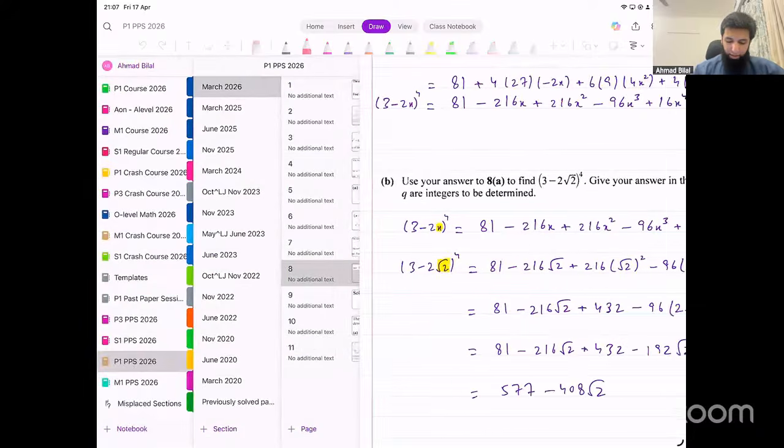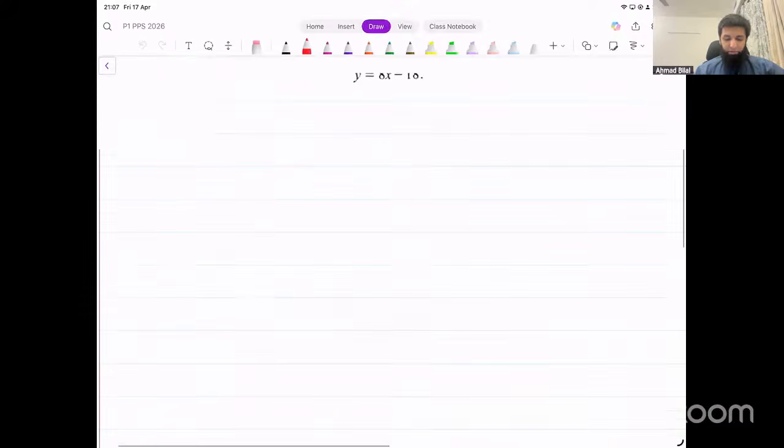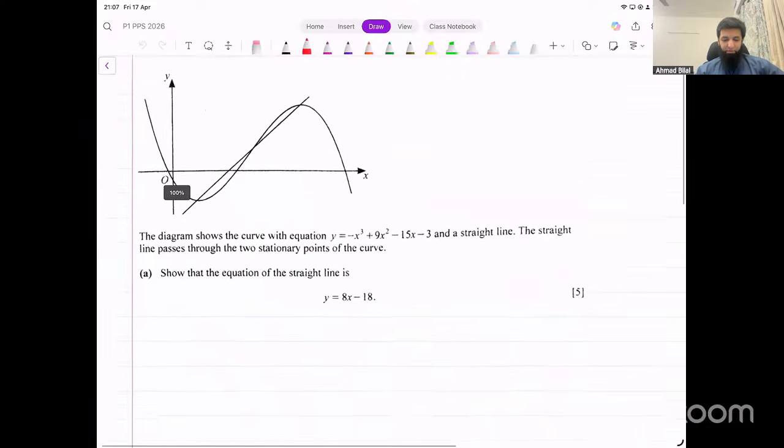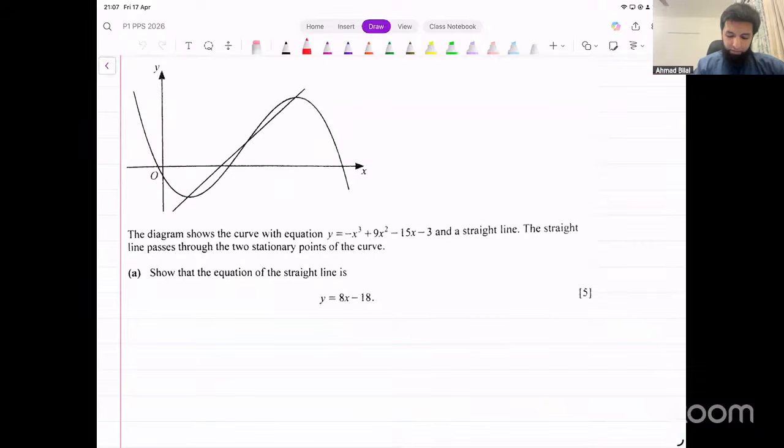Okay, all right. Let's do the last one now. Question number 11, and that will complete this paper. Now they're saying the diagram shows the curve with the equation y equals this and a straight line. The straight line passes through the two stationary points of the curve. So these points are stationary points through which this straight line is passing. Show that the equation of the straight line is this.